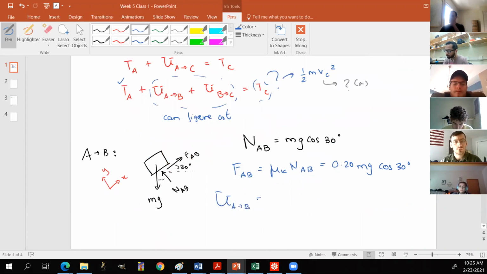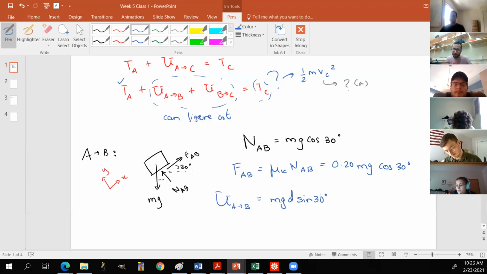Friction force and weight. Absolutely, 100% right. All right, and the weight work is going to be positive because it's in the same direction. And for the friction force, it's going to be negative. So what you end up with is mgd.